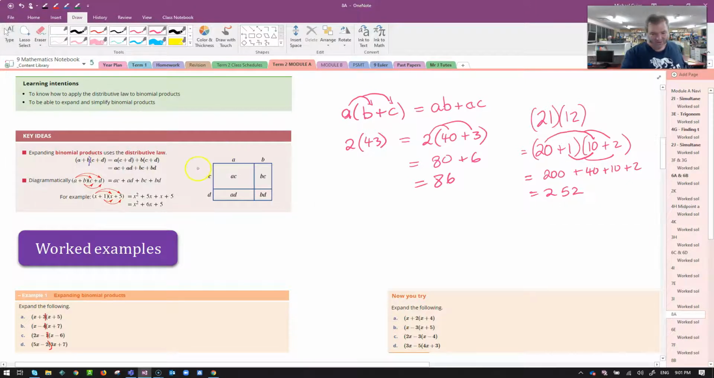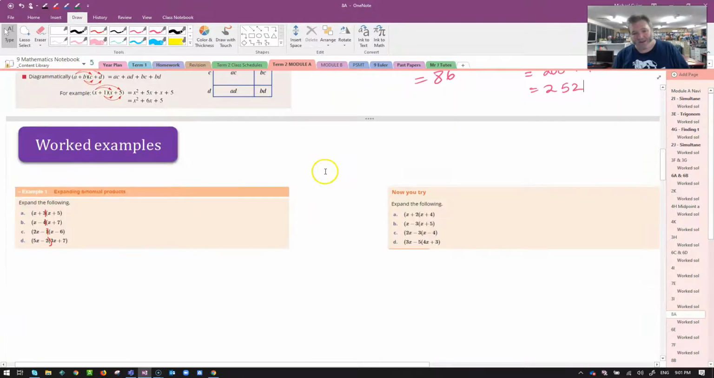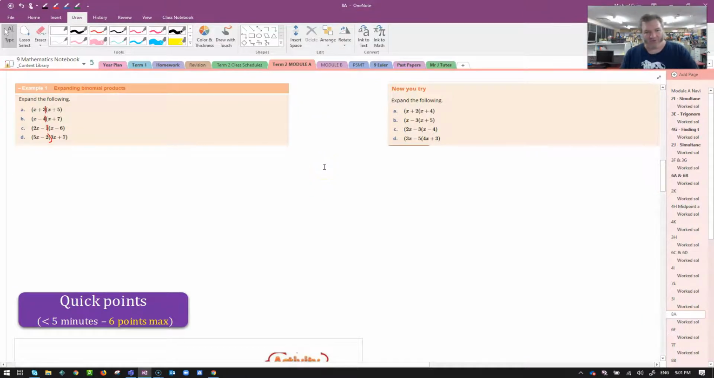You can see here there are a few different ways of doing it. You can draw arrows, which I've sort of shown there. You can use a box method to do it as well. I might show you a couple of those while I work through the 4 on the left. You'll have 4 to try, and then you can go ahead and do your work.